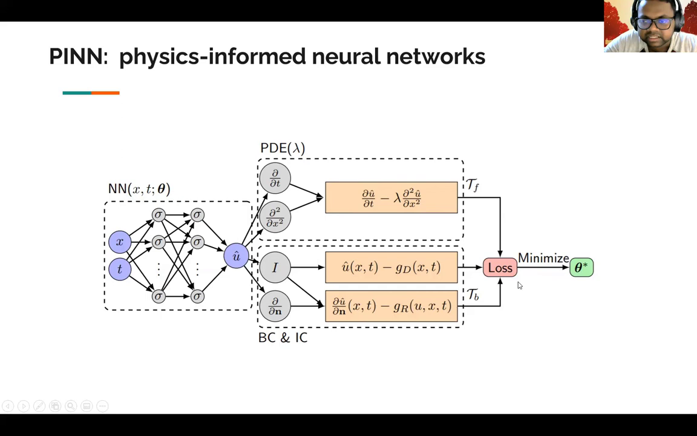And with this setup, now for any new point of X and T, you can predict an accurate U hat, which satisfies both the PDE and the boundary conditions and initial conditions.